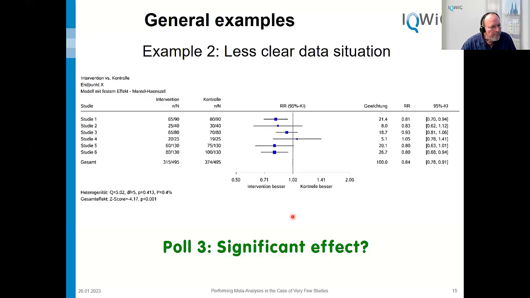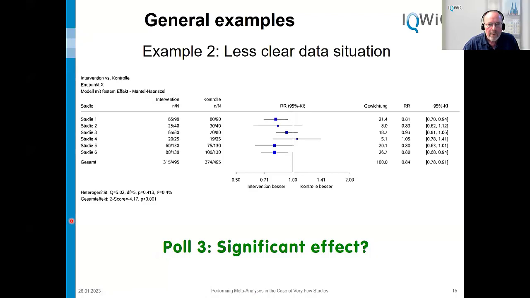Yeah, the poll is running. Clearly yes, and it's unclear. It's head-to-head. I think we can stop here. More than 40% think clearly yes, more than 40% think it's unclear, and about 10% think there's clearly no effect.